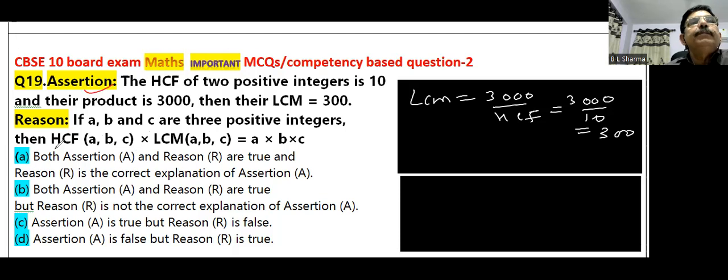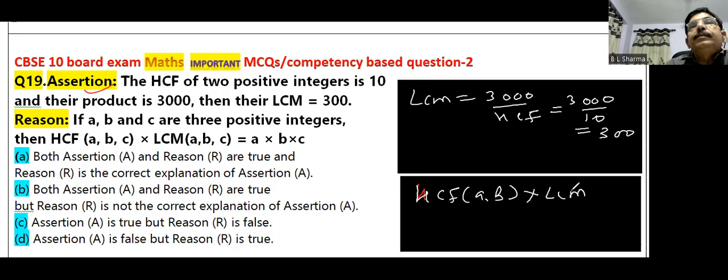Now the HCF of the three numbers A, B, C into LCM of three numbers A, B, C is equal to A into B into C. Student, this formula is not valid for three numbers. This formula is valid for only two numbers. दो ही number के लिए valid है. HCF of two numbers A and B into LCM of the same two numbers A and B is given by A into B. तो ये जो इसका reason है वो correct नहीं है, ये false है. That is why here C is the correct option.